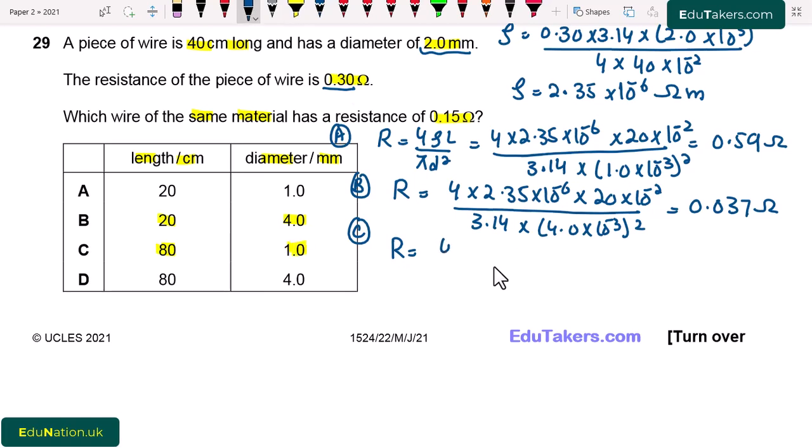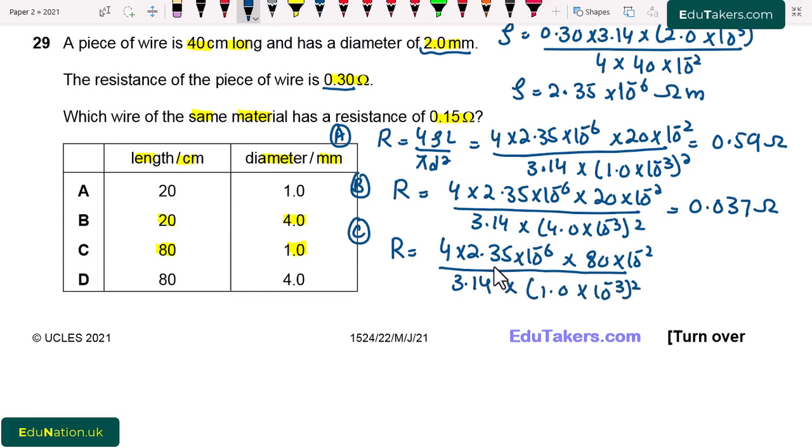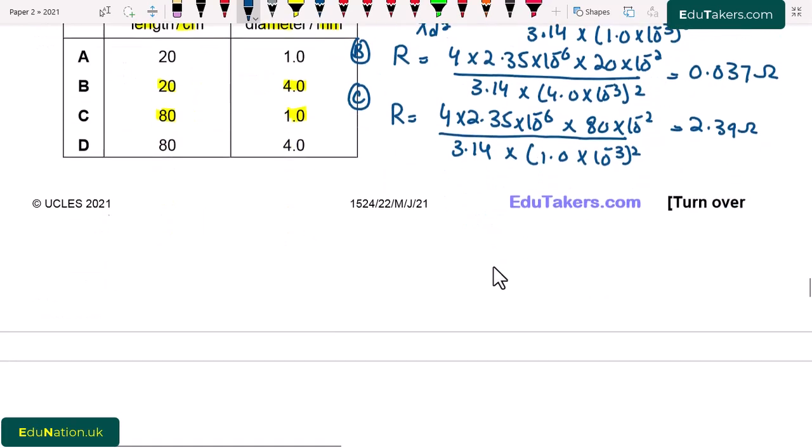For option C, R is equal to, here length is 80 centimeter while the diameter is 1.0 millimeter. So I write here 4 multiplied by 2.35 into 10 to the power minus 6 and here length is 80 into 10 to the power minus 2, divided by 3.14, 1.0 into 10 to the power minus 3 squared. So resistance will be equal to 2.39 ohm.